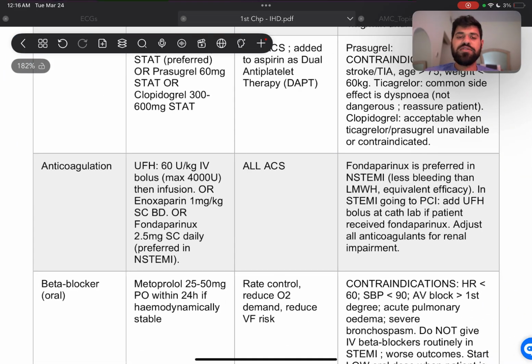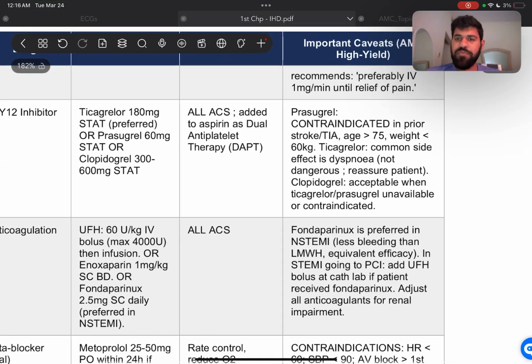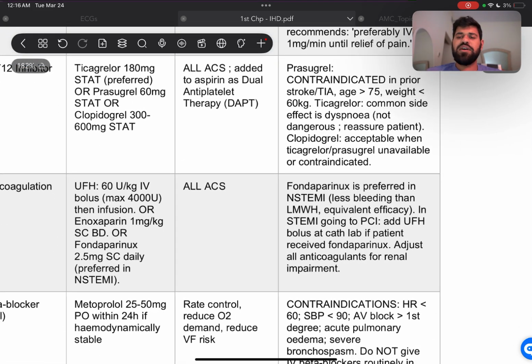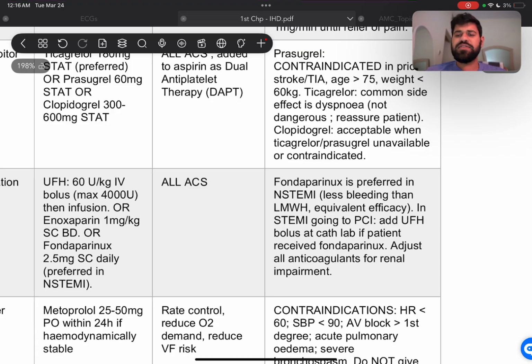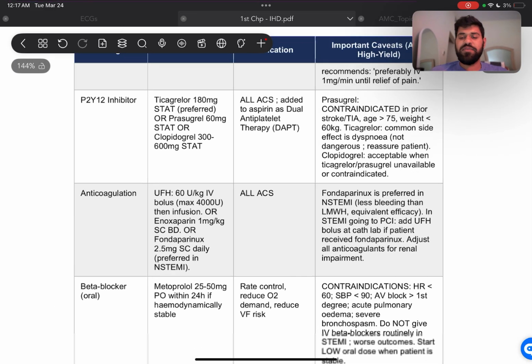Then anticoagulations, unfractionated heparin, 60 U per kg IV bolus. Max is 4,000 units. All right, then infusion or enoxaparin 1 mg per kg. Then fondaparinux, we'll go over the important caveats for it. So fondaparinux is preferred in NSTEMI, because there's less bleeding than low molecular weight heparin, and there's equivalent efficacy. And STEMI going to PCI, add UFH or unfractionated heparin, bolus at cath lab if patient received fondaparinux, adjust all anticoagulation for renal impairments. All right.